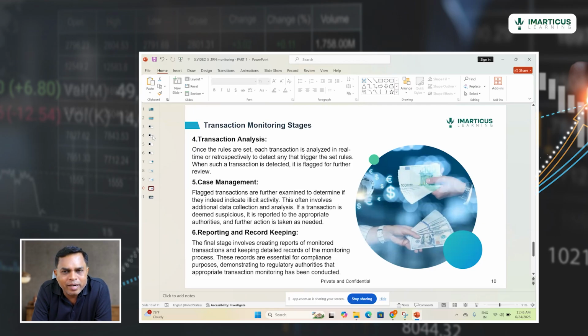Now to summarize, in this session, we have looked at what is transaction monitoring, which entities are supposed to perform transaction monitoring, what are the uses of transaction monitoring, and the stages of transaction monitoring.